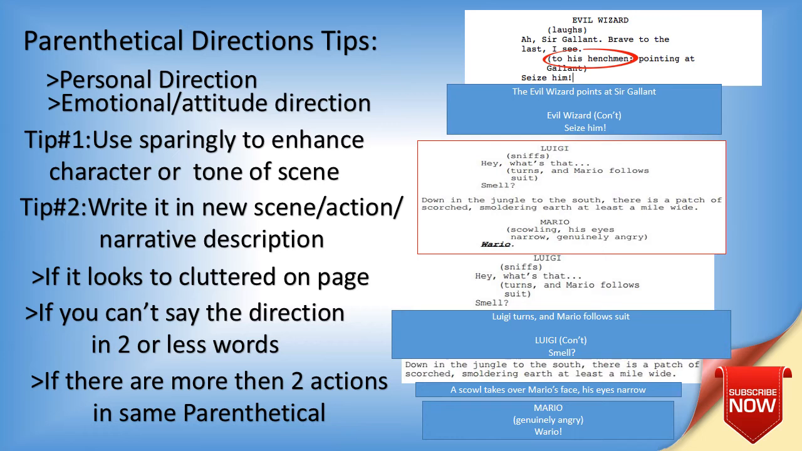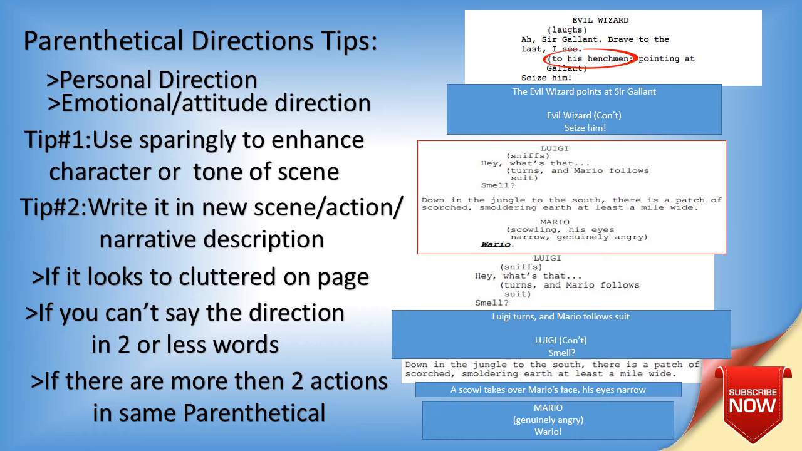So Luigi sniffs, and then instead of saying he turns, Mario follows suit, no. You keep just sniffs. Then you start a whole new character scene description, and you say, Luigi turns and Mario follows suit. Then you continue the dialogue with Luigi saying, smell? That's a little cleaner. Then you have the scene description, down in the jungle, blah, blah, blah, smoldering earth, at least a mile wide, whatever.